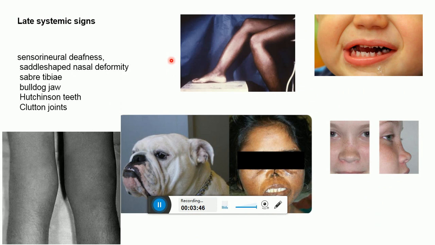The late systemic signs include sensorineural deafness, saddle-shaped nasal deformity, saber tibia, bulldog jaw, in which there is mandibular prominence due to maxillary underdevelopment, Hutchinson teeth, which are notched, small, widely spaced teeth, and Clutton joints, in which there are painless effusions in large joints, especially the knees.